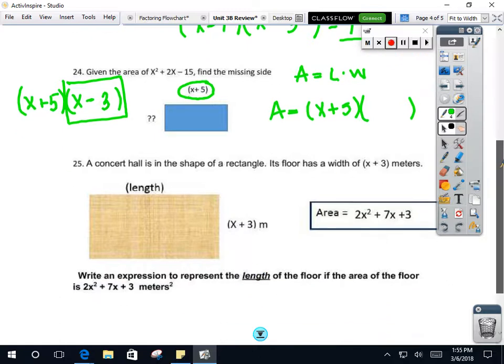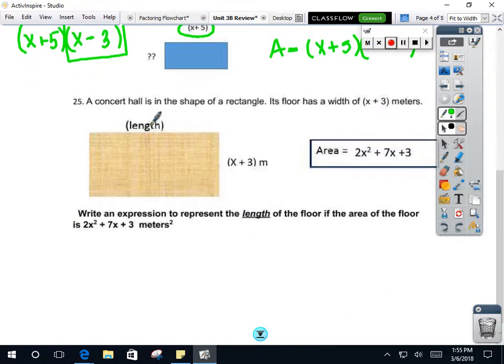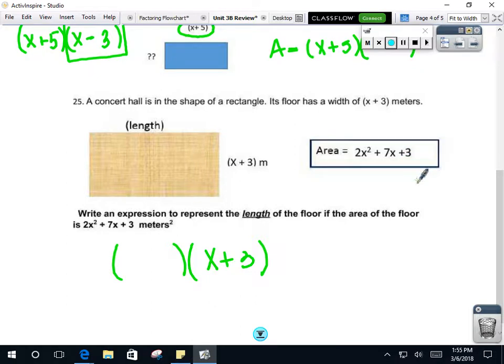Okay, same thing with 25. You're trying to find the missing length, and they've given you the width of x plus 3, and you're trying to figure out what this binomial would need to be, pay attention, so that when you double distributed, you would get this area. Well, if you're not sure how to do it, but you know how to factor this, can't you just factor it? Okay, what is the A value? 2. Is it the GCF? No, so what do you need to do?